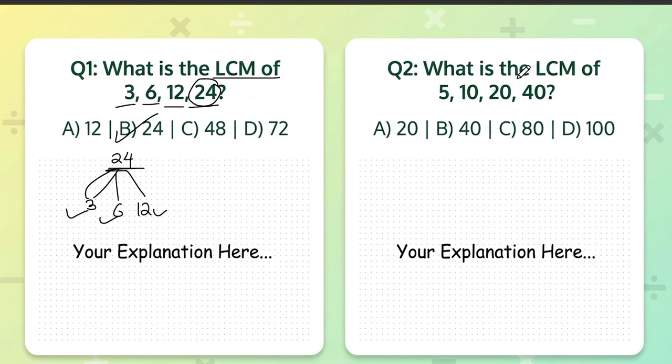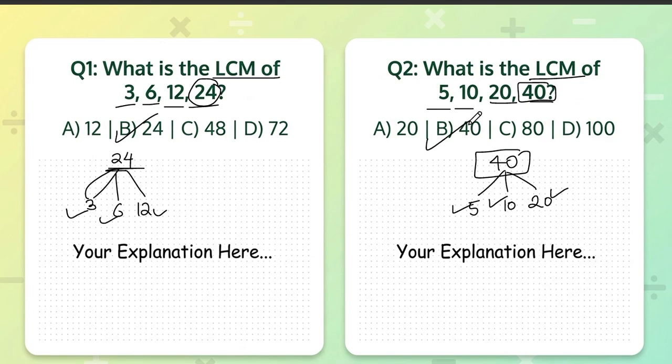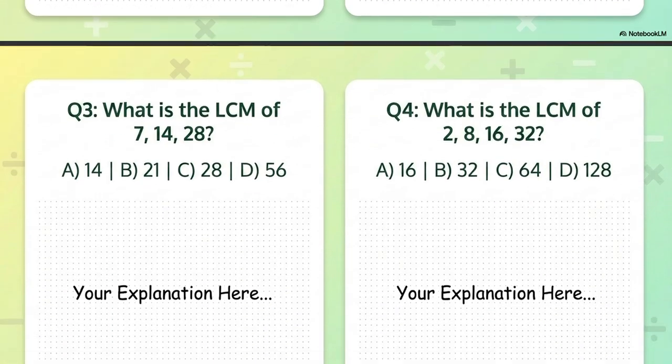Look at one more example. What is the LCM of 5, 10, 20, 40? So the largest number is what? 40. Now just check the remaining numbers. 5 divides 40, yes. 10 divides 40, yes. 20 divides 40, yes. So this 40 is our LCM for this question. Look at some more questions.